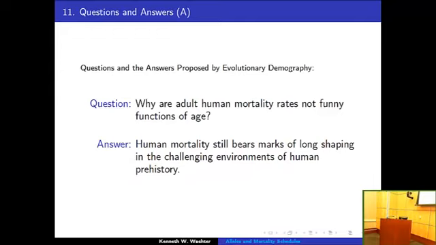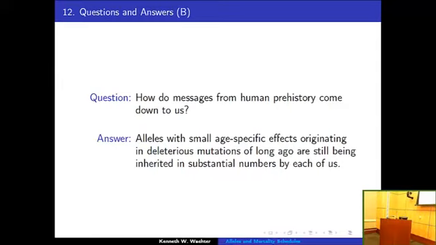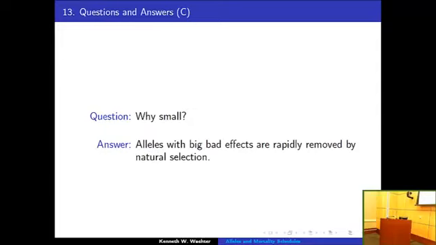On slide 12, question. How do messages from human prehistory come down to us? Answer. Alleles with small age-specific effects originating in deleterious mutations of long ago are still being inherited in substantial numbers by each of us. On slide 13, why small? Answer. Alleles with big bad effects are rapidly removed by natural selection.